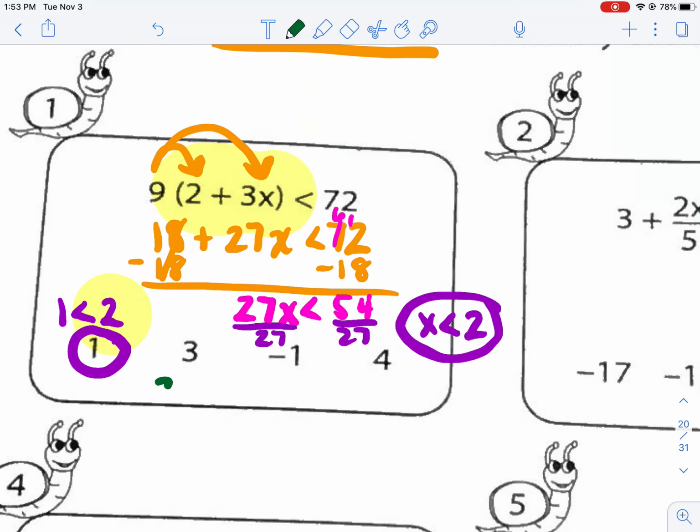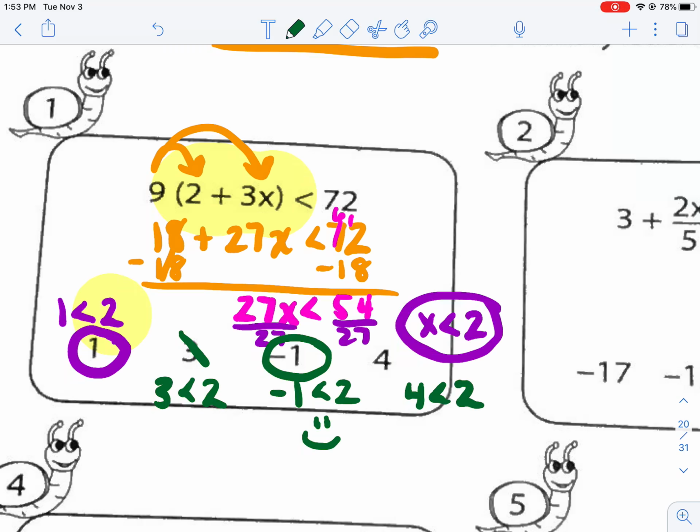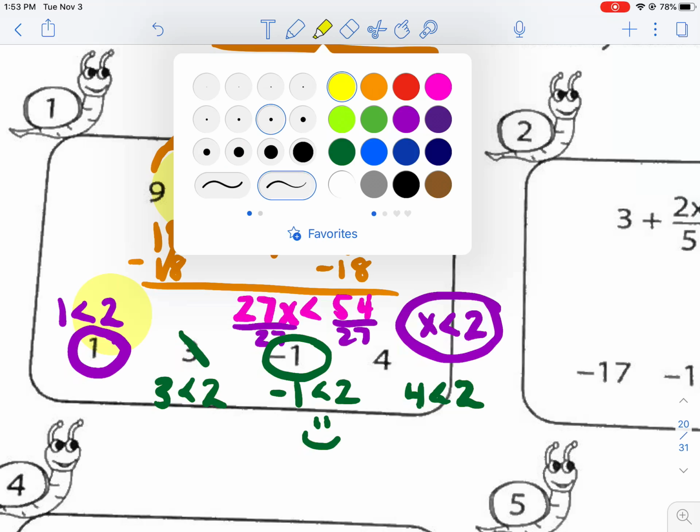Let's plug this one. Is 3 less than 2? Nope. Is -1 less than 2? Yes, right? Is 4 less than 2? So again, this is the bigger number.